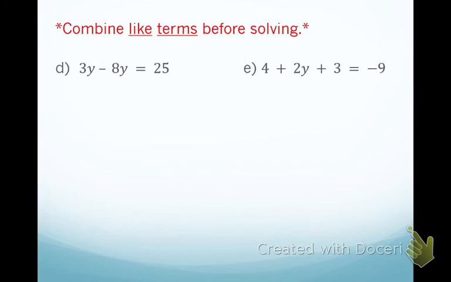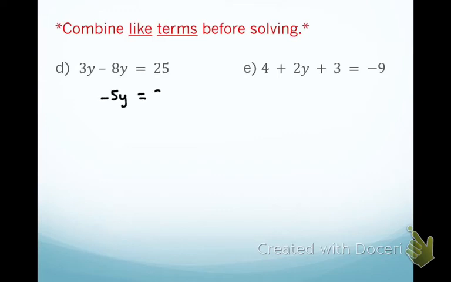Okay, so there's a new idea that we have actually talked about before in chapter 3, but I want to remind you of it. We're going to always combine the like terms before solving, okay? So you can see like terms in problem D. What are my 2 like terms, class? 3y and negative 8y. Okay, those are both a part of what family? The y family. So we're going to combine those. Class, what is 3y minus 8y? Negative 5y. Good job, guys.